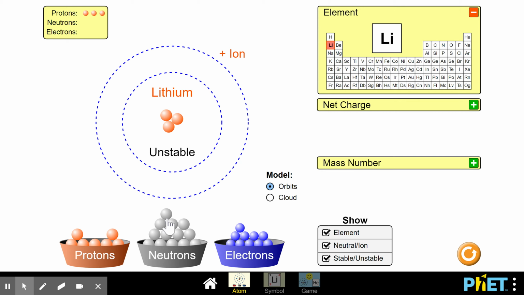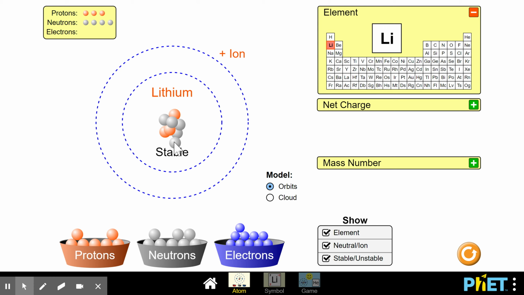So let's drop in some neutrons and see how many it takes to make this atom stable. So one, nope, it doesn't do it. Two, still doesn't do it. And three, okay. So if I drop in three neutrons, this atom of lithium suddenly becomes stable. But what happens if I drop in four? Now, it's still lithium and it's still stable because this is simply an isotope of lithium.